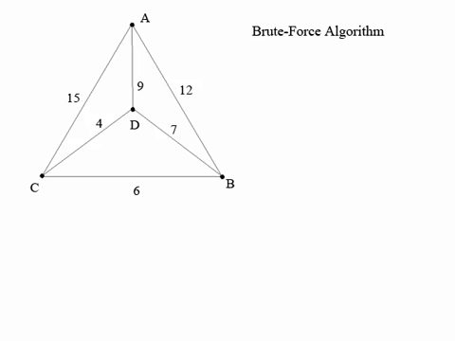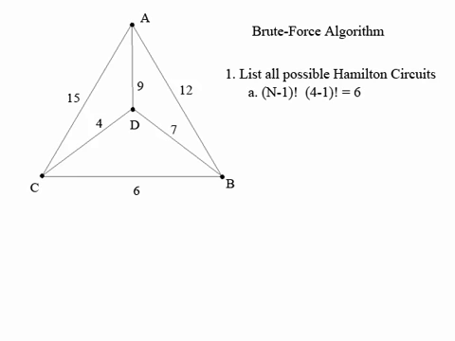The second algorithm we're going to look at is called the brute force algorithm. This is the algorithm that we're not going to want to use with anything more than 4 vertices, and that's because it requires us to list all possible Hamilton circuits, which is the first step. So we're going to list all the possible Hamilton circuits, and if you remember, the formula to know how many Hamilton circuits there are is n-1 factorial.